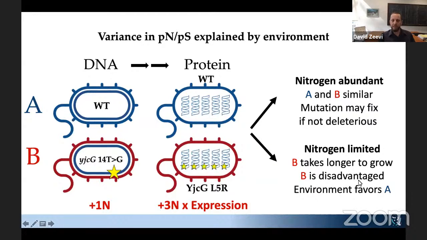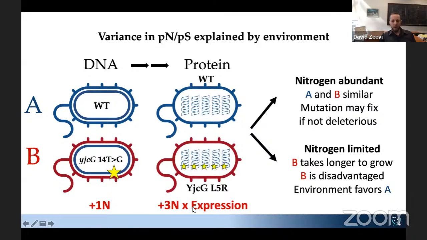However, if nitrogen is limited, B, the red one, is going to take longer to grow because it's going to take longer to get all the nitrogen it needs, especially if these genes are highly expressed. Then B is going to be disadvantaged, and the environment over many generations is going to favor A. Looking at this, we saw that it could perhaps explain what we're seeing in terms of conservation against incorporating nutrients into protein and DNA sequences.